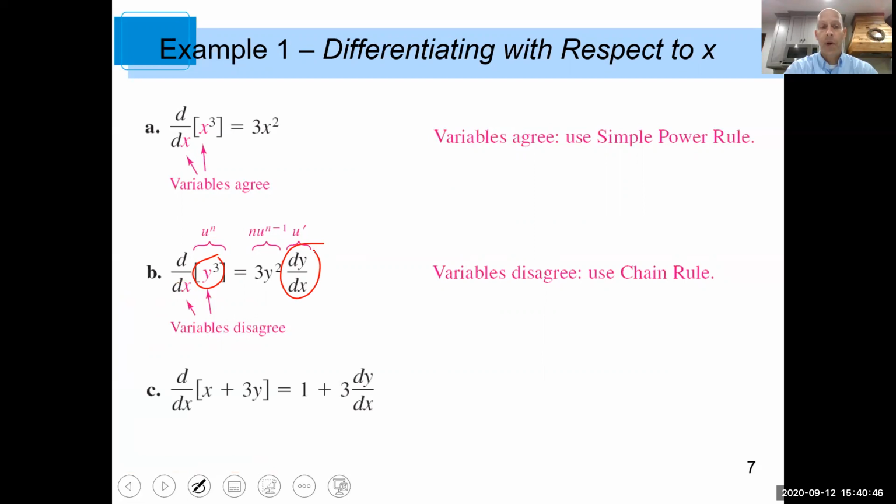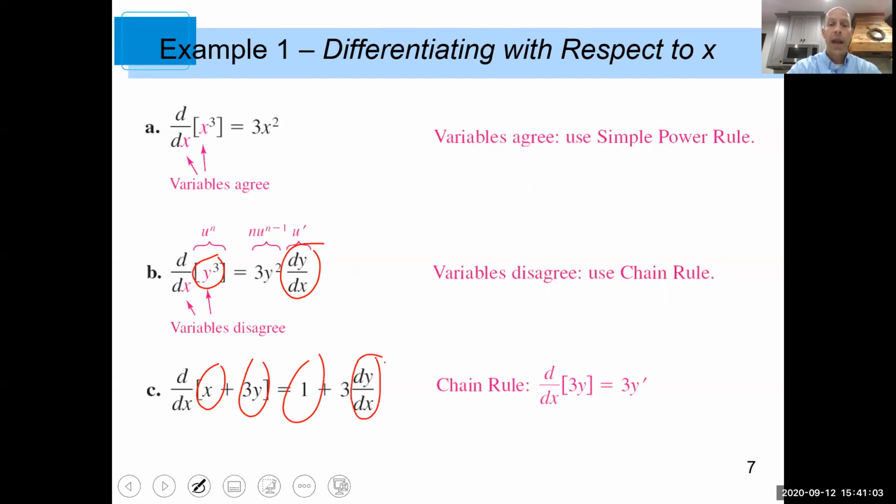Here's another example. Here we have a two-term binomial. One has a term in x, one has a term in y. We notice that in this case, we can do the derivative of x, no problem, that's just one. But when we do the derivative of 3y, the derivative of 3y is going to be 3, but then we add on this extra factor, dy dx. Let's say that dy dx is the extra factor.